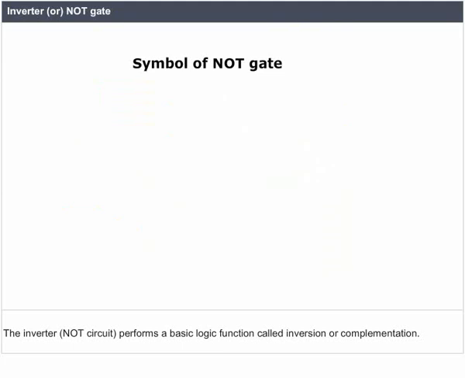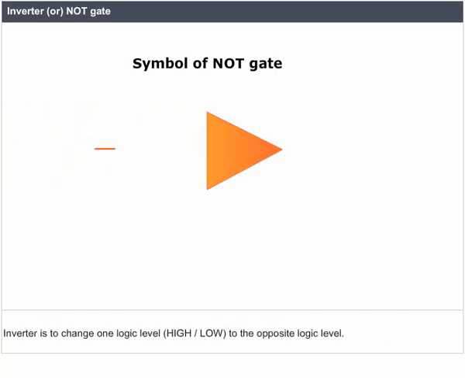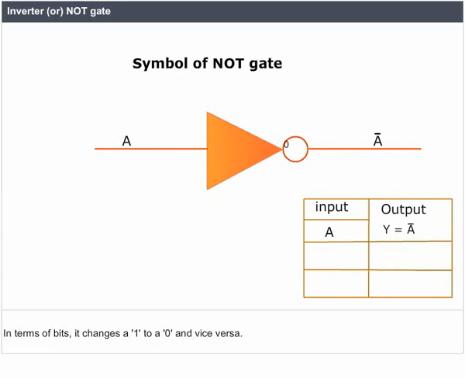Inverter or NOT gate. The inverter NOT circuit performs a basic logic function called inversion or complementation. The inverter changes one logic level, high or low, to the opposite logic level. In terms of bits, it changes a 1 to a 0 and vice versa. The standard logic symbol and truth table for the inverter.